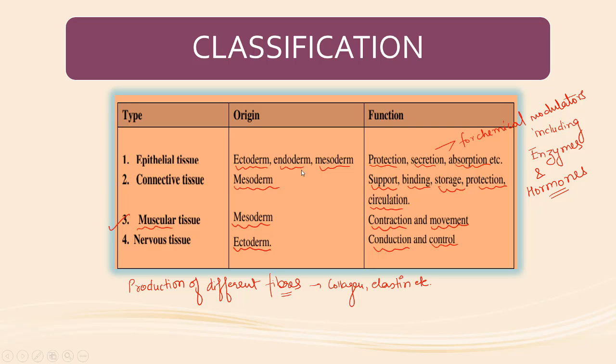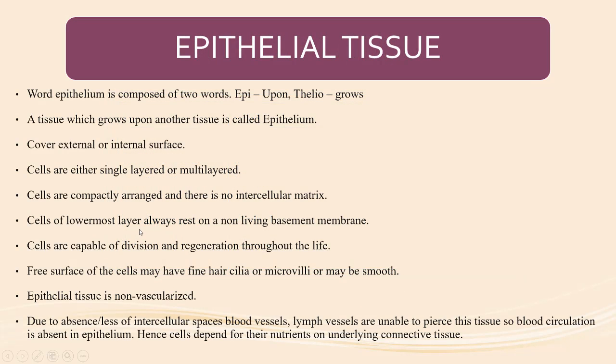Now coming next, we are going to discuss epithelial tissue. The word epithelium is composed of two words. Epi means upon, outer, or outermost, or cover, and thelio means grows. So epi means upon or outer or outermost or cover, and thelio means grows.